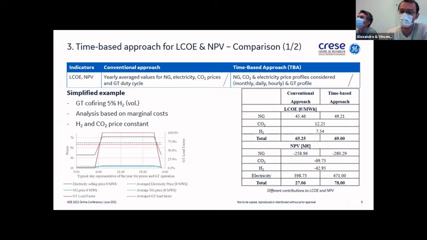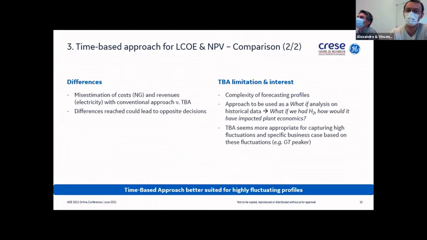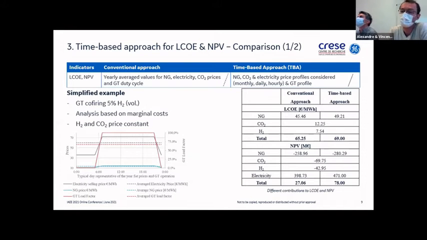And so to this scenario, and with this precising, we applied the time-based approach. Sorry, so what is the time-based approach? Well, usually when we do LCOE and NPV calculations, we consider yearly averaged values for natural gas price, electricity price, and so on. So here, as we mentioned, we have considered profiles for these values, so historic profiles.